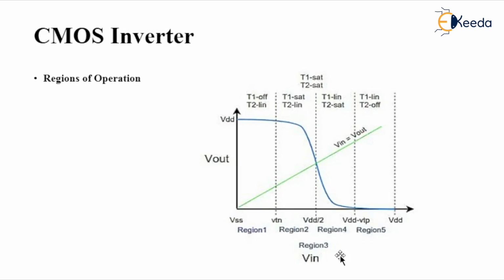Going to region 3, it is VDD by 2. Both will be in saturation. Region 4 is the reverse order of region 2. So what happens? T2 will get into saturation and T1 will get into linear. And region 5 is the opposite of region 1. So what happens? T1 will go to linear mode and T2 will be turned off. So this is all about the regions of operation in the CMOS inverter.